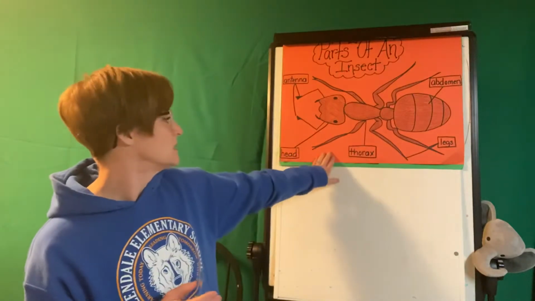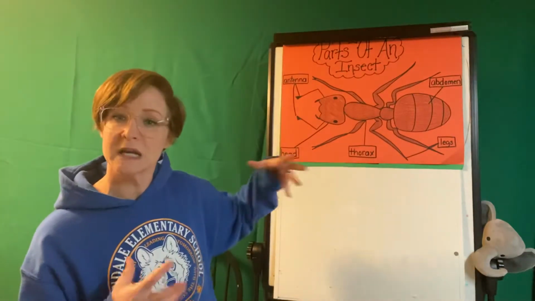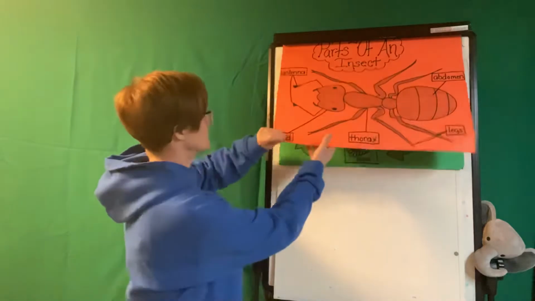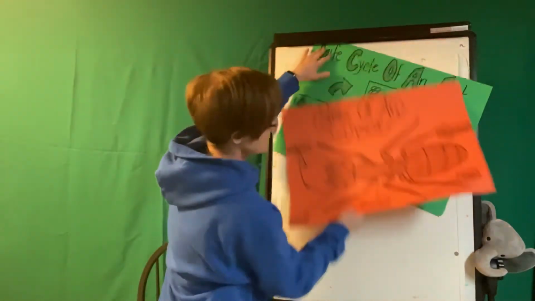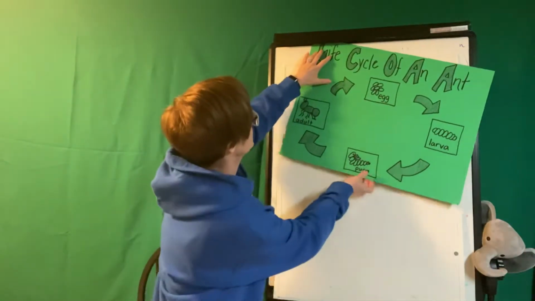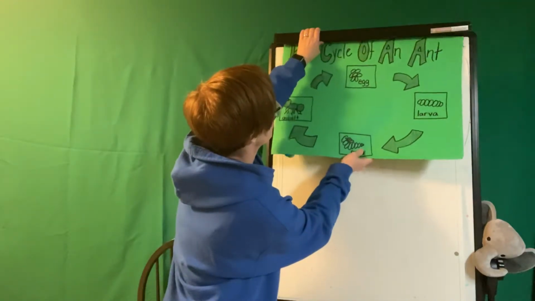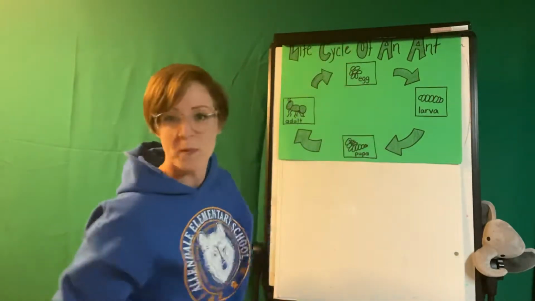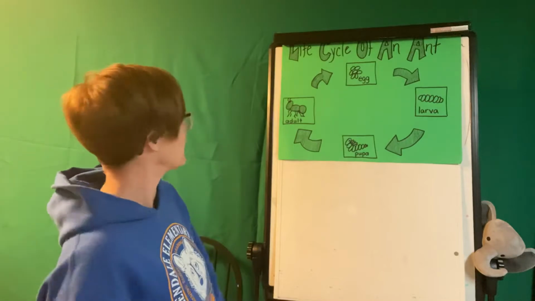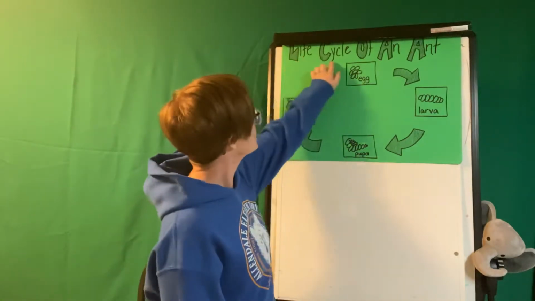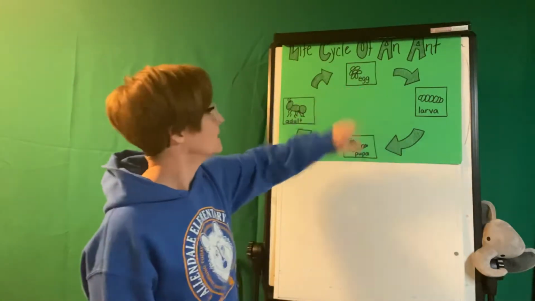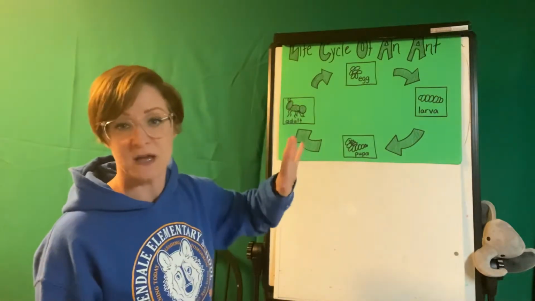And I figured since we did the body parts of an ant, we're going to kind of stick with ants for that. So let's get this down and we will pull this one up. And I'm hoping that that works because it's green. That might be an issue. Life cycle of an ant. So here we have the life cycle of an ant.